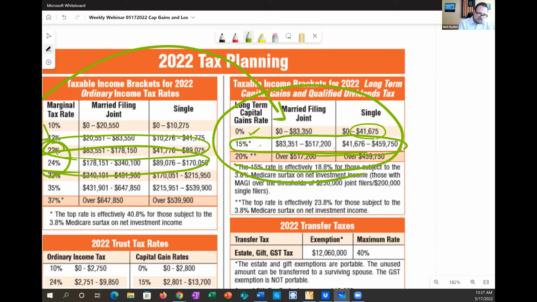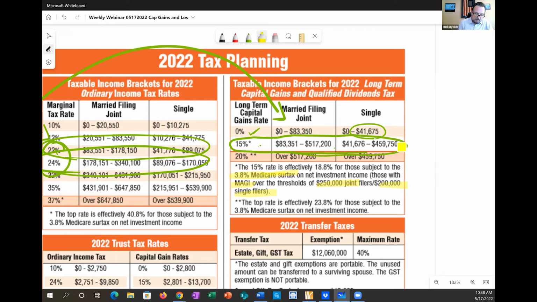Now let's pay attention to this, because this is important. 15% can easily become 18.8% though, because with the Affordable Care Act, there is a 3.8% Medicare surcharge tax for modified adjusted gross income over thresholds of $250,000 for joint filers and $200,000 for single filers. So be aware of that. And as always, when you're making these changes for tax reasons and not just investment reasons, consult your tax professional, right? Your tax preparer, your CPA.